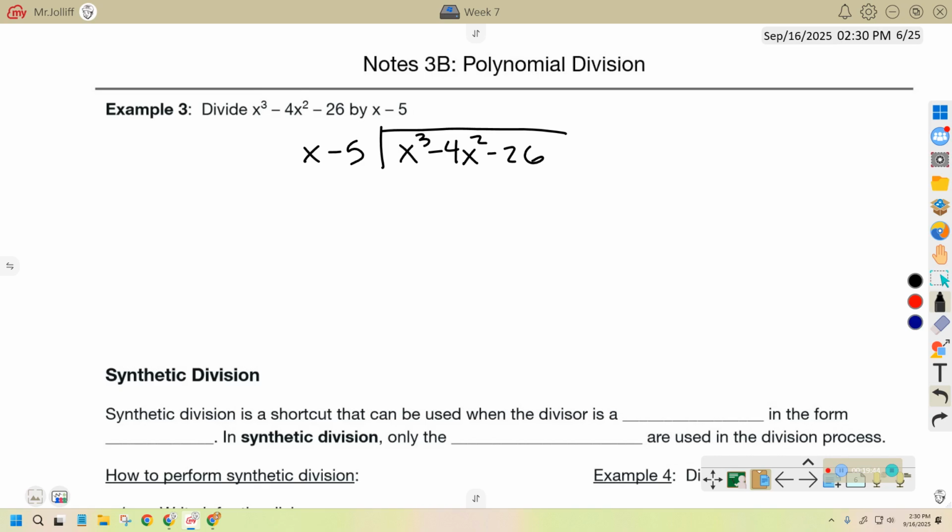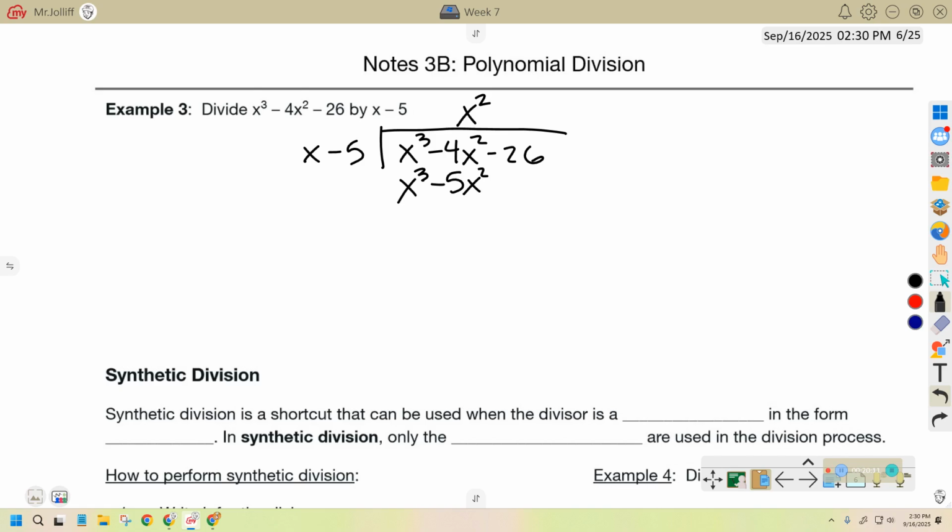Perfect. How many times does x fit into x cubed? If I divide x cubed by x, I'm going to be left with x squared. I'm taking one of them away. So that's 1x squared. And the check is if I multiply, I should get back to where I started. X squared times x is x cubed. And then x squared times negative 5 is negative 5x squared.